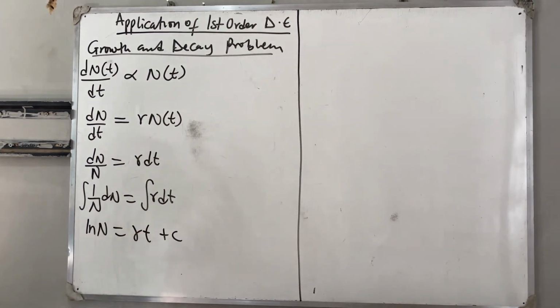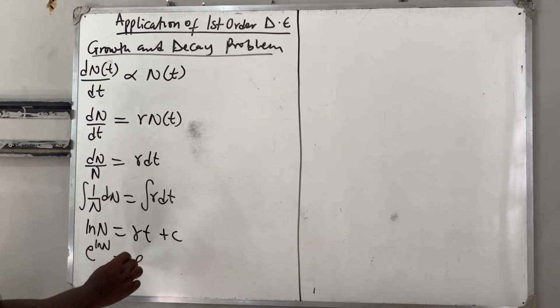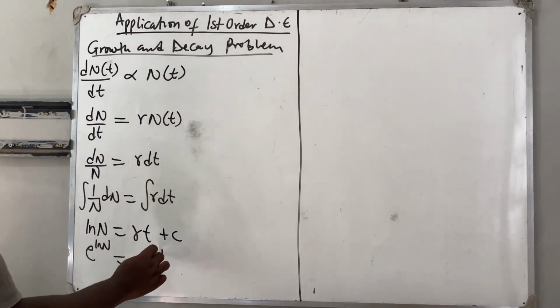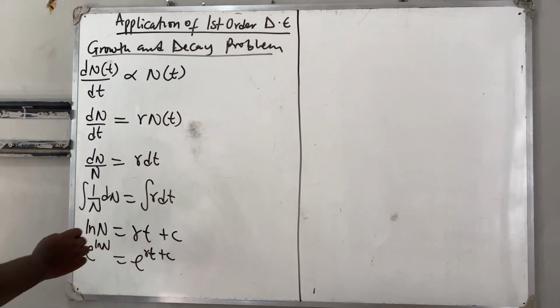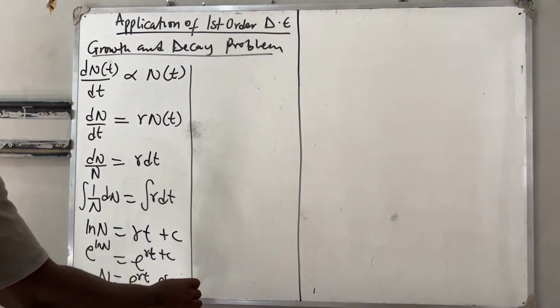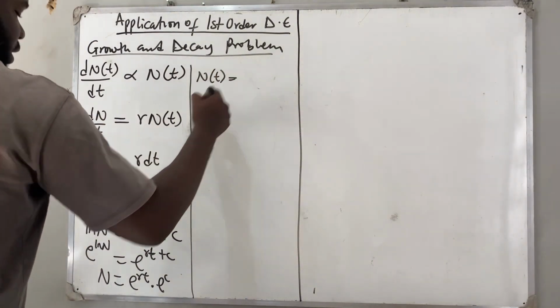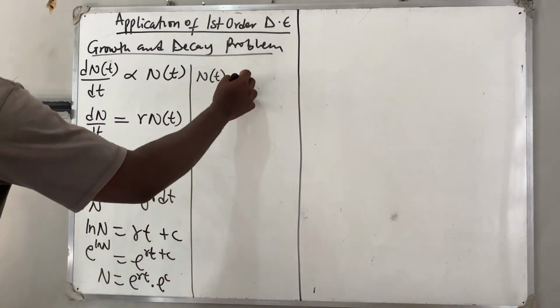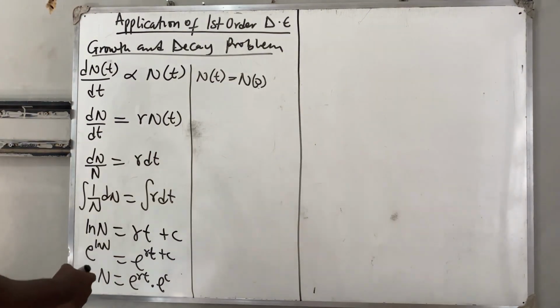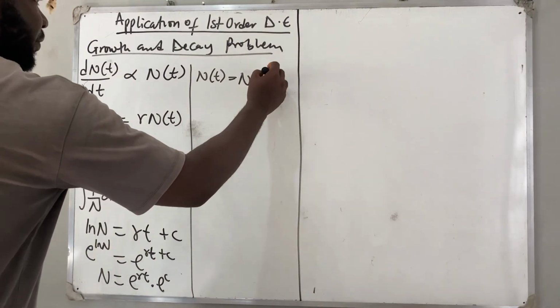If we take the exponential of both sides, we have exponential ln N is equal to exponential rt plus a constant. Exponential is the opposite of ln. So I now have that N is exponential rt multiplied by exponential c. And the exponential of a constant is still a constant. So I have that N of t, the current population, is equal to, let's take exponential c to be N of 0, or some can say N naught. You can just call it N naught exponential rt.